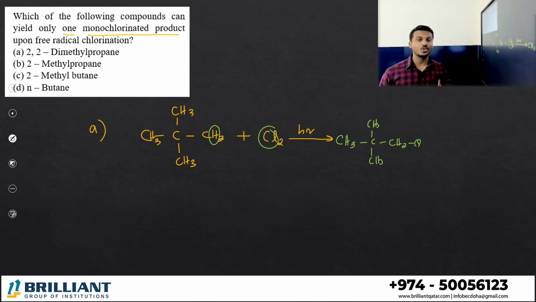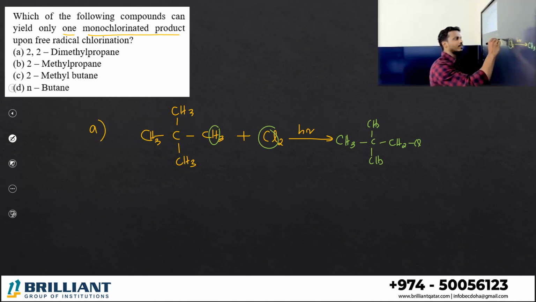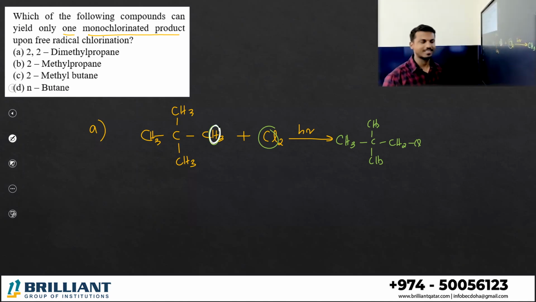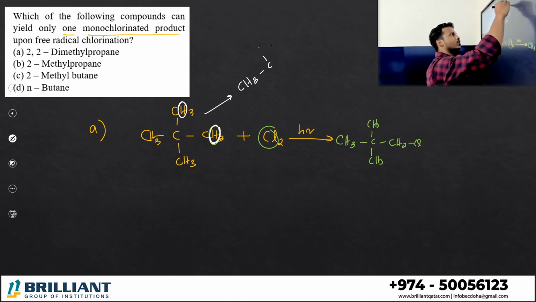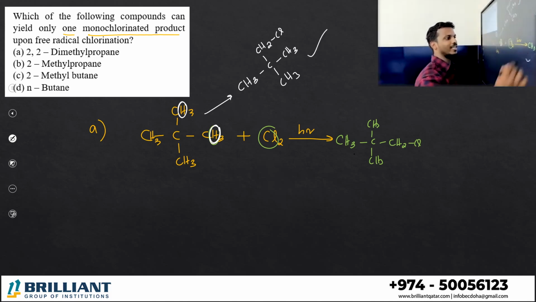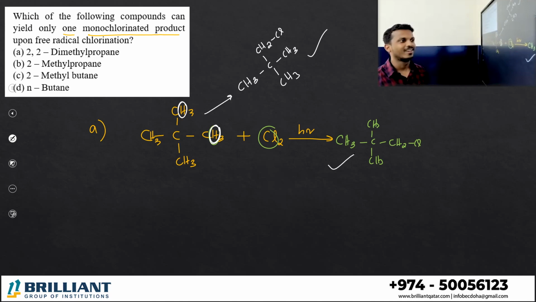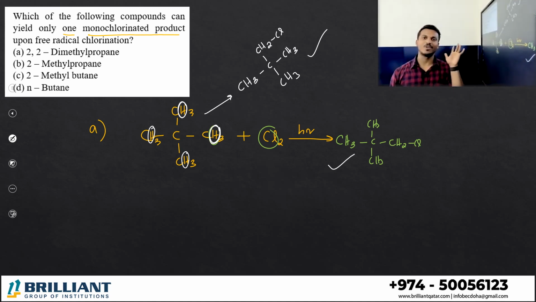Monochlorinated means you should add only one chlorine at a time. The compound should contain only one chlorine. Dear all, I get this product if I take a hydrogen from this carbon. If I take a hydrogen from this other carbon, what will be the situation? You will get this product, CH3C, CH2Cl, CH3, CH3. But both are the same product, right? Check it. If you take hydrogen from these or this one also, you will get only one compound.